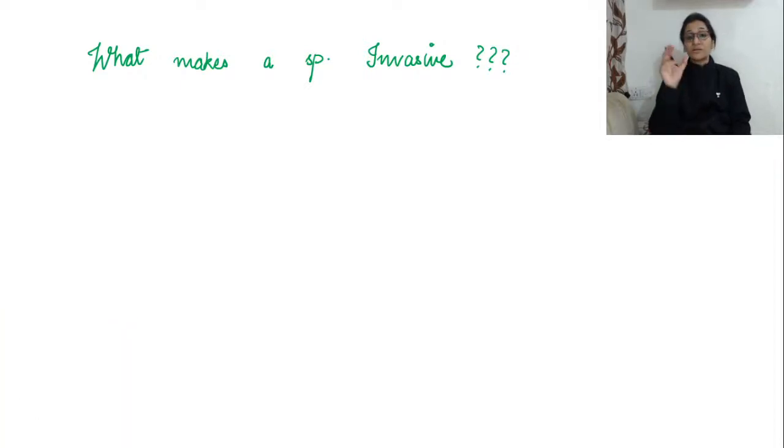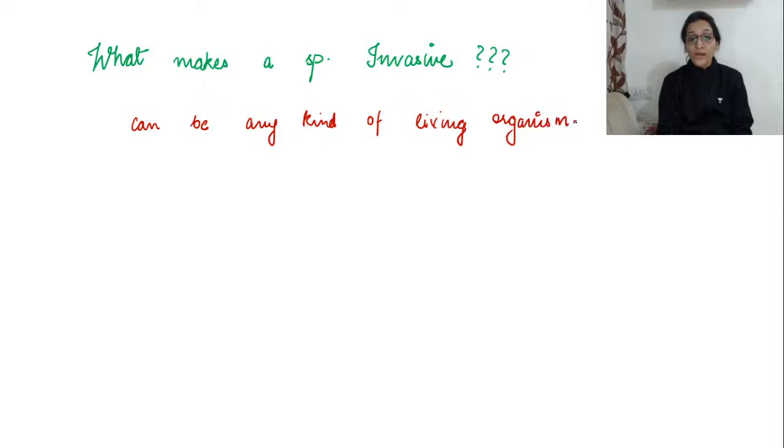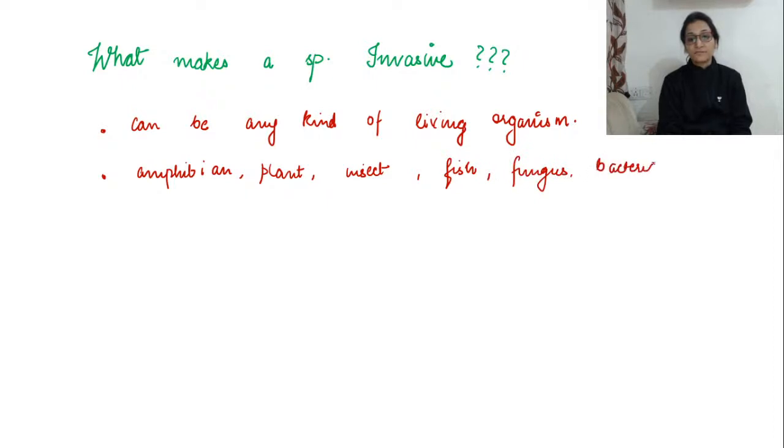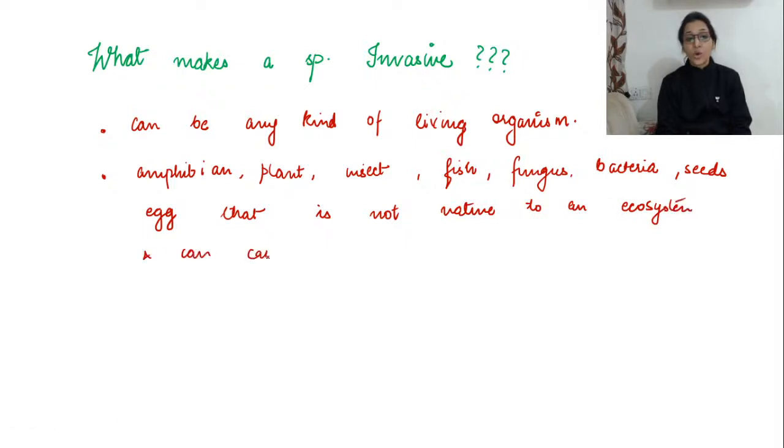So let us see what all things can come under the umbrella of invasive species. It can be any kind of living organism. What kind of living organism can it be? It can be an amphibian, a plant, an insect, a fish, a fungus, bacteria, or any seeds or eggs as well, that is not native to that ecosystem, and can cause harm.